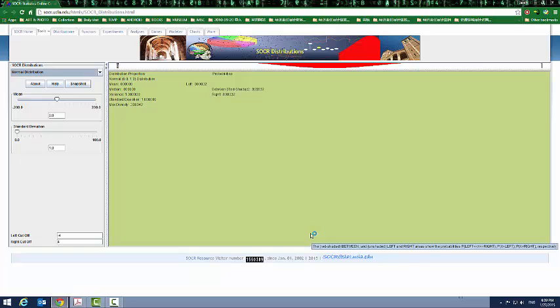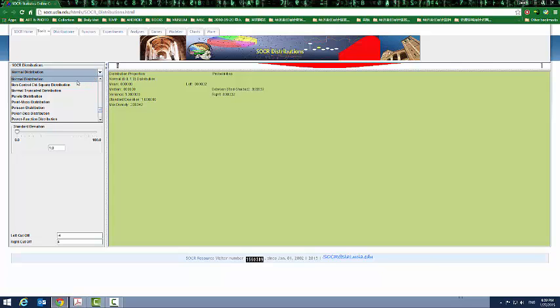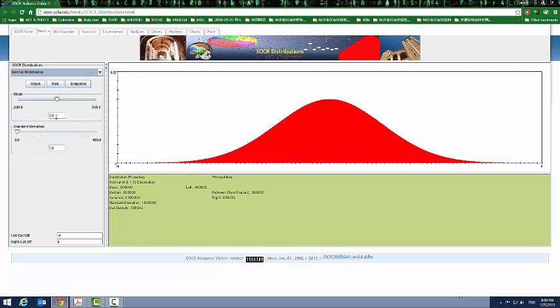So here basically gives you some distribution. Here we choose normal distribution, which is our interest. So here you can see the mean is 0 and the standard deviation is 1, which means this curve is a standard normal distribution.